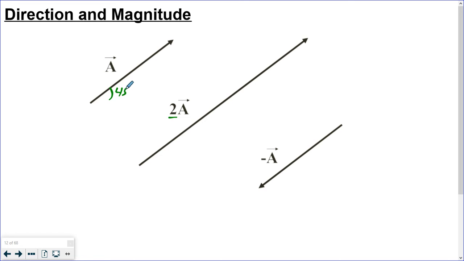Maybe it's at 45 degrees. It stays at 45 degrees. All I do is multiply the magnitude of that vector by 2. So I'm going to get twice as long. If it was 21 meters here, now it's 42 meters. And I draw a vector that's twice as long.